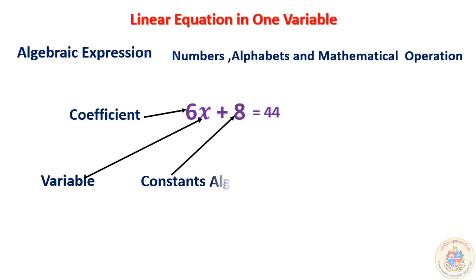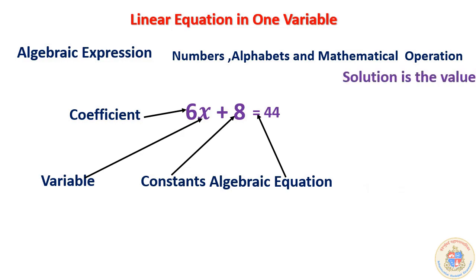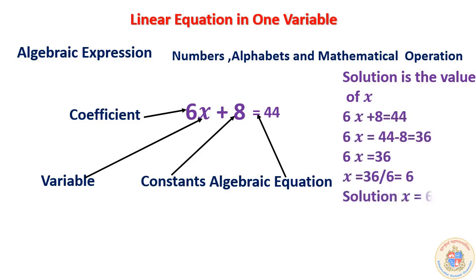And when it comes to an algebraic equation, there will be an equal to sign. This also you know very well. Now, there is another term connected with linear equation, algebraic expression and algebraic equation: the solution to the algebraic equation, which is the value of x in this case. So we find out x by different methods. We learned different arithmetic ideas by which we can find out the solution. Here it is done quickly for you. We know the value of x in this case is 6.